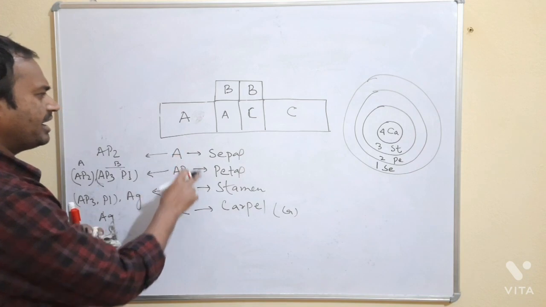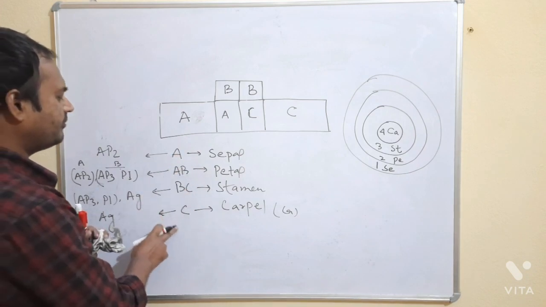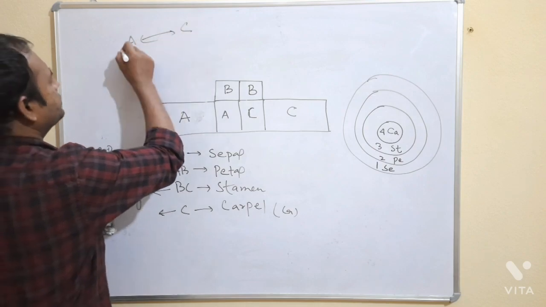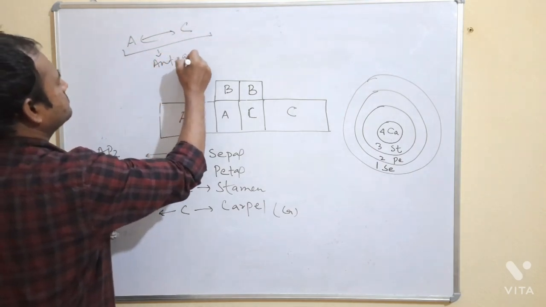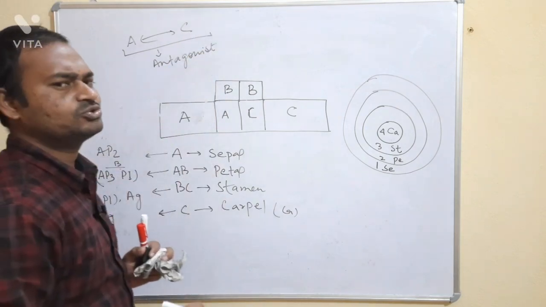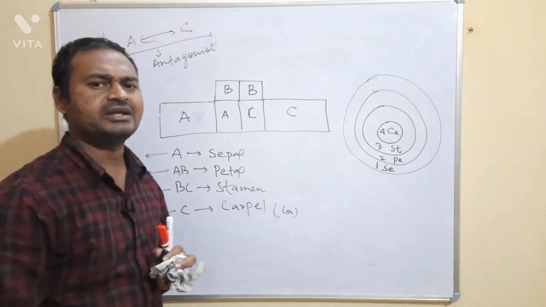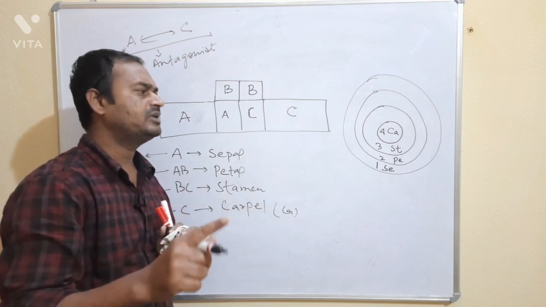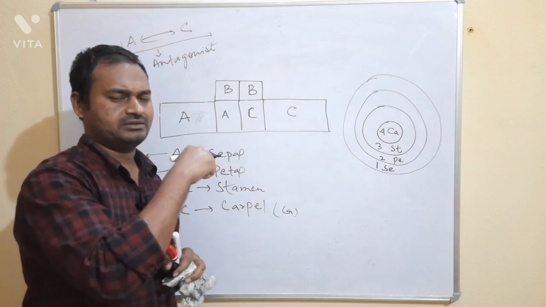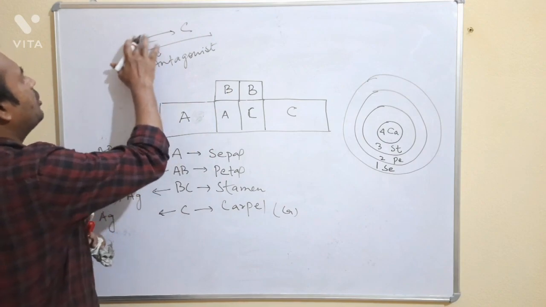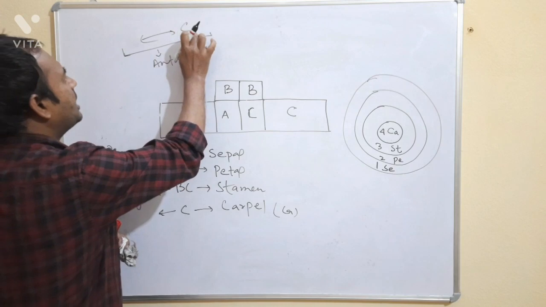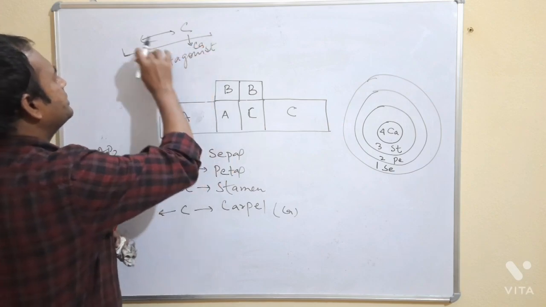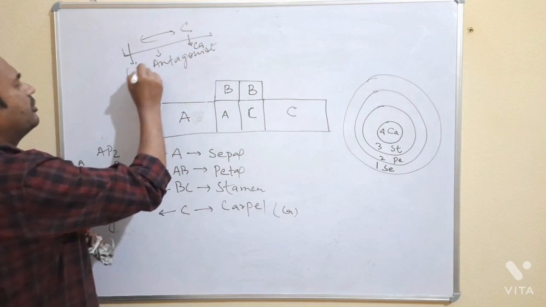If you ask why we didn't write AC: the most important thing is that A and C are antagonists to each other. Means if A is not expressed, then C will be dominant there, and the part of the flower will be formed by C at the place of A. Suppose A is not expressed or it is mutated. The part formed with the help of the C gene is called the carpel, and in the absence of A, at the place of A, the carpel will be formed.